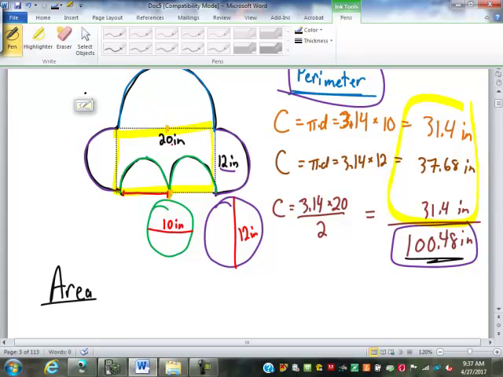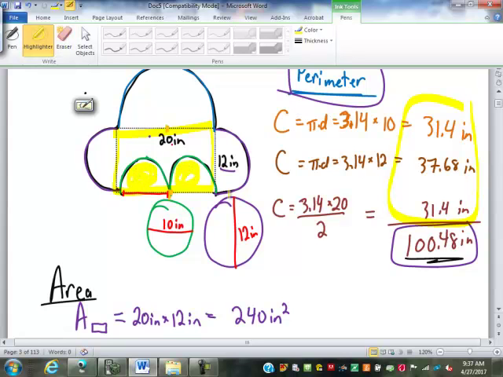The area of that rectangle, I actually put A for area and then draw the rectangle there, is 20 inches long by 12 inches wide, which is 240 inches squared. So that gives you the area that I outlined in yellow here. But from that, I have to take out these two half circles, right? Because they're cut out of it. So I'm going to subtract those.